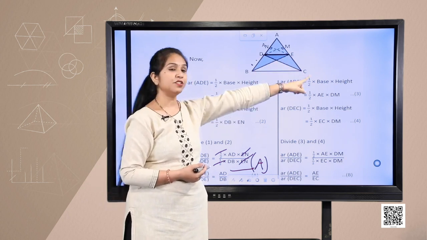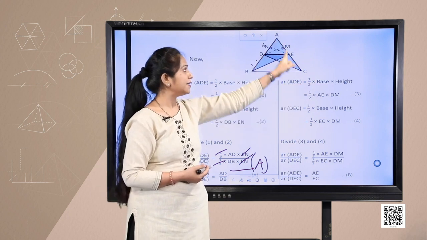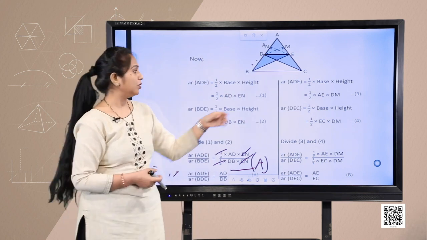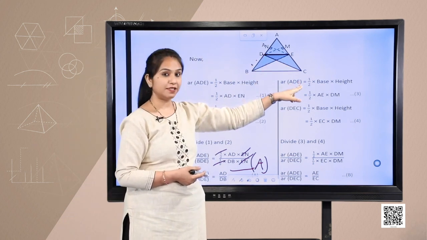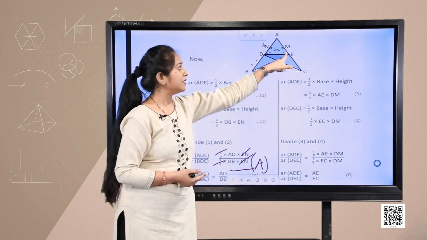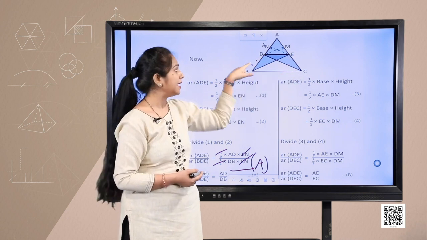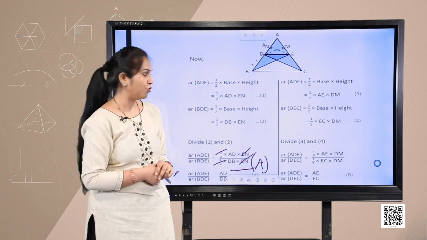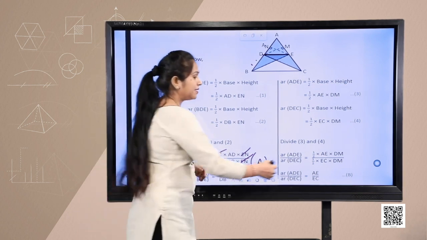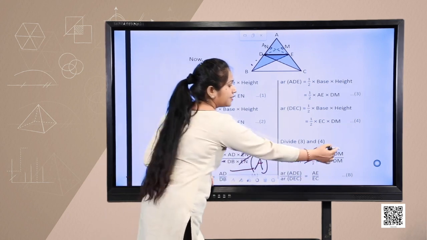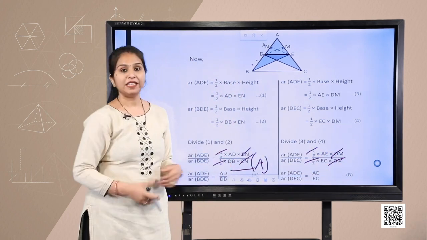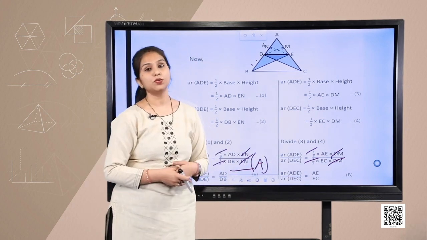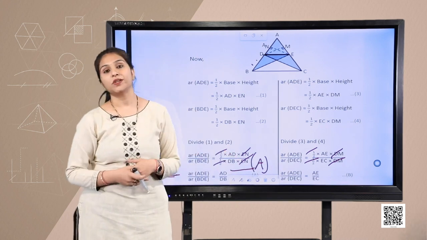So write the formula half into base into height. Half base is AE and for this height is DM, equation number 3. And then calculate area of DEC, that is equal to half base into height. For this triangle, base is EC and height is again DM. So now divide equation 3 by equation number 4. Again cancel the common things, that is half and half get cancelled and this DM and DM also get cancelled. So we are left with area of ADE upon area of DEC is equal to AE upon EC. This is your equation number B.